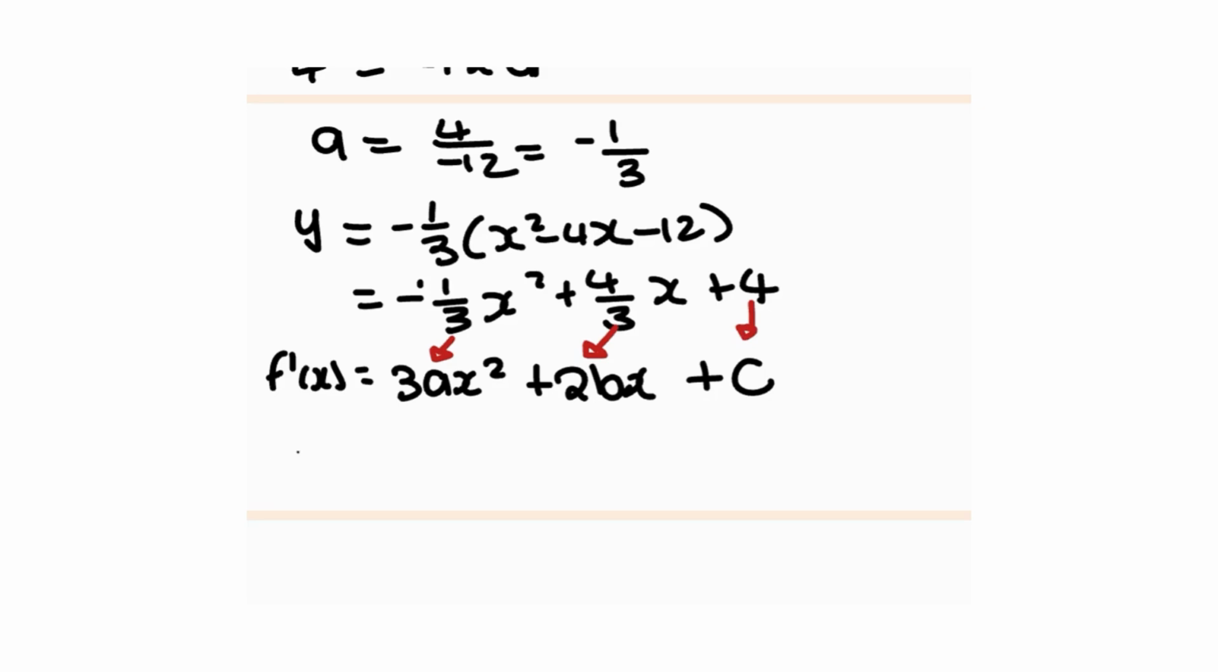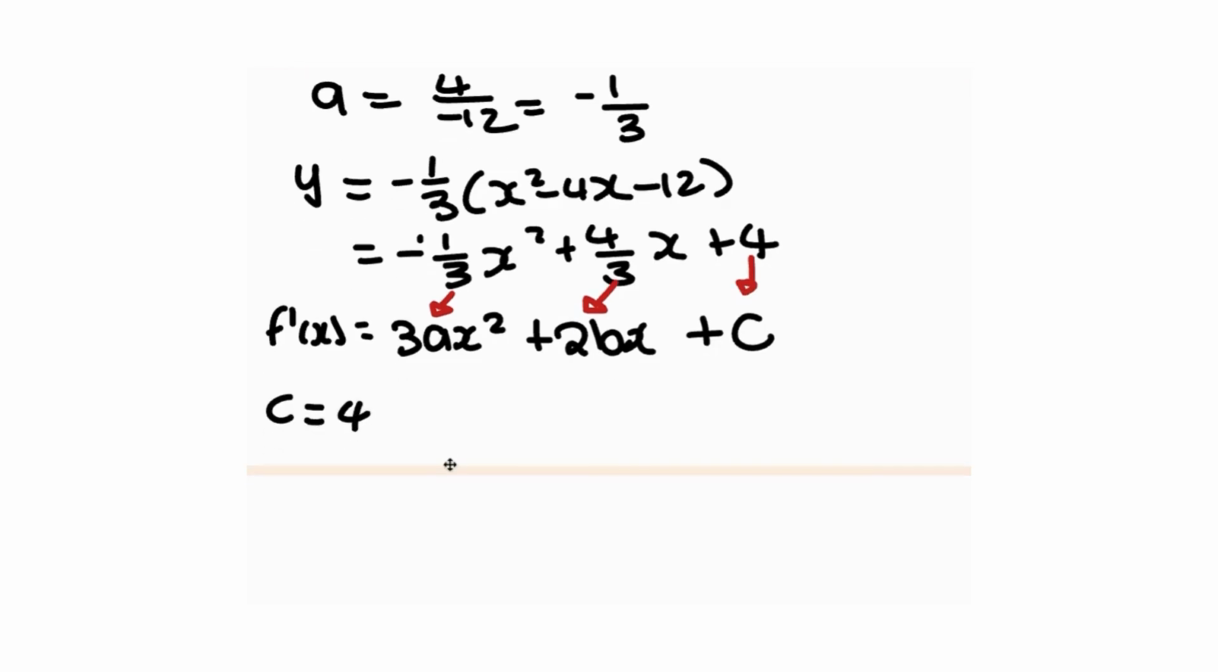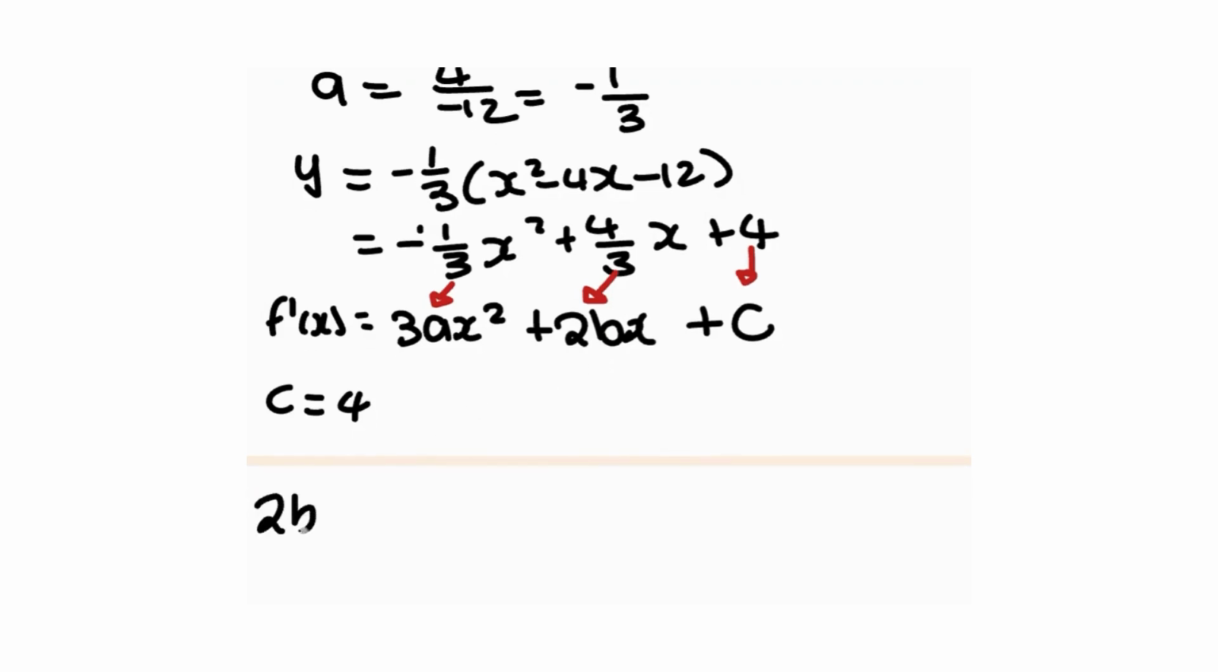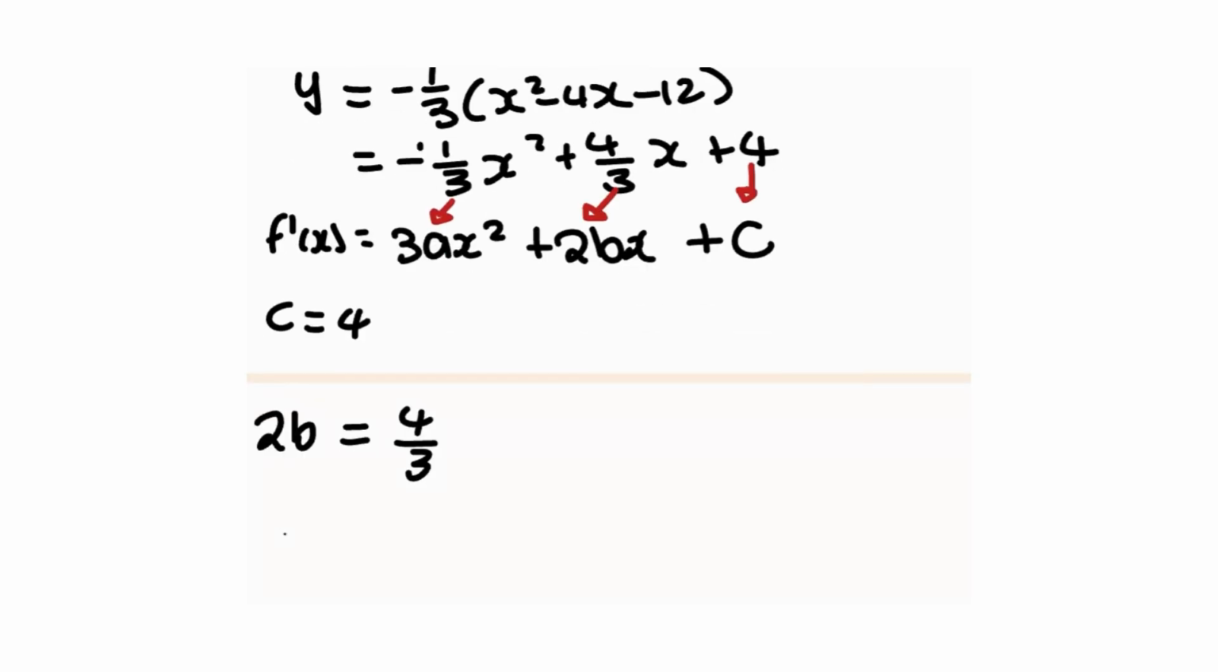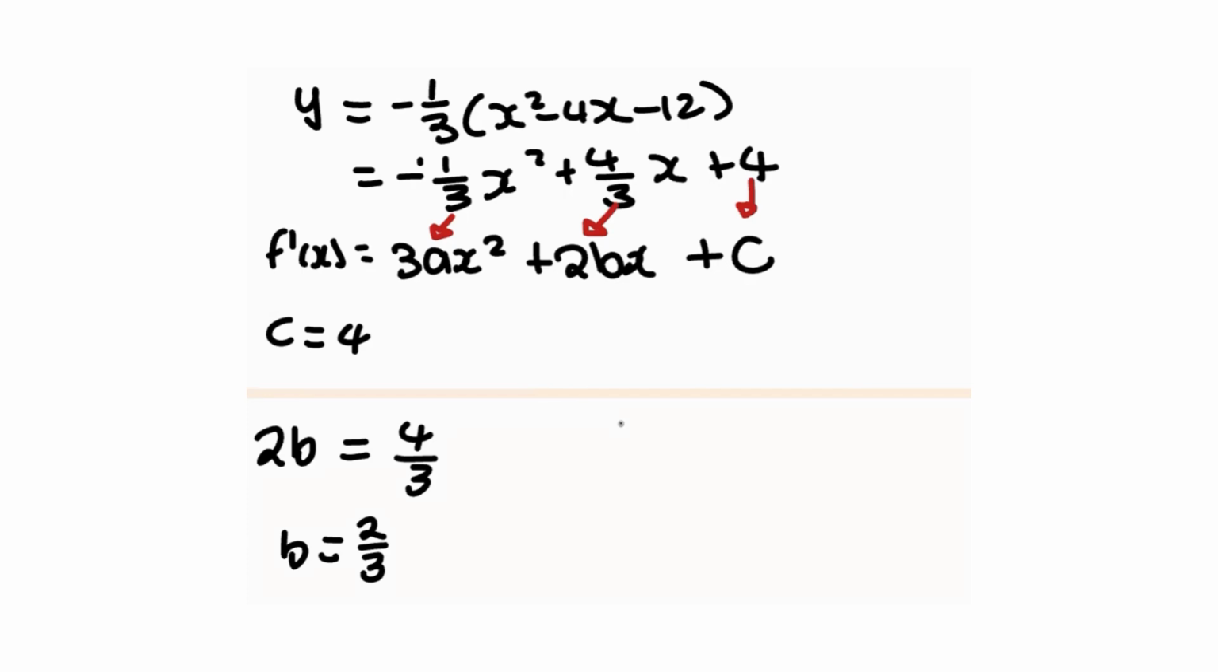Meaning we can say yes, c is 4 directly, but now 2b would be 4/3. I hope you're still with me. If 2b is 4/3, it means b would be 4/3 divided by 2. It will be 2/3, and then 3a equals -1/3, because we are saying that represents a, so that is that part, and our a would be -1/3 divided by 3. It would be -1/9.